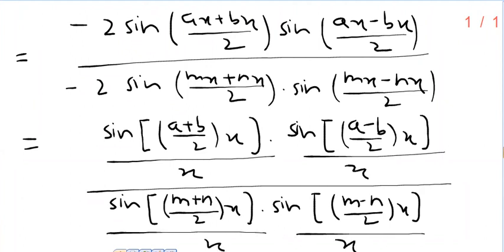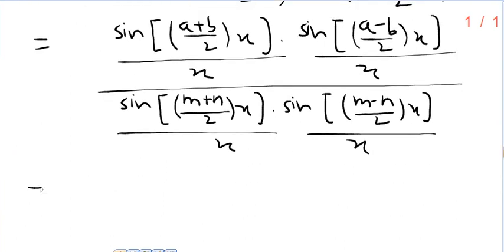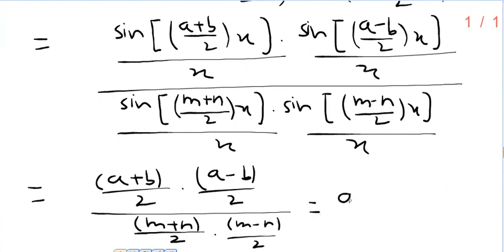Now use the standard limit. So what is the value of the limit in the numerator? I will say it is a plus b upon 2. Here it is a minus b upon 2. What about the denominator? M plus n upon 2, and here m minus n upon 2. So if you simplify this, you get a square minus b square upon m square minus n square. This is the final answer.